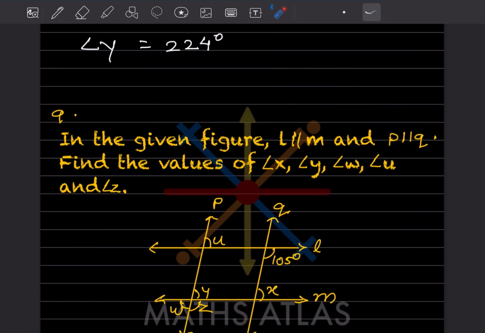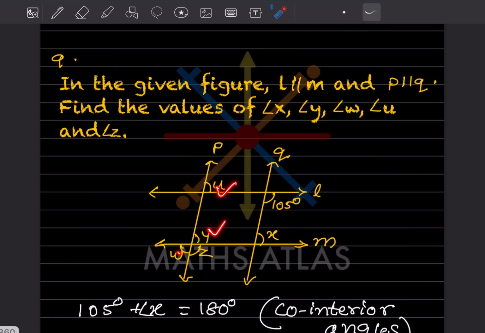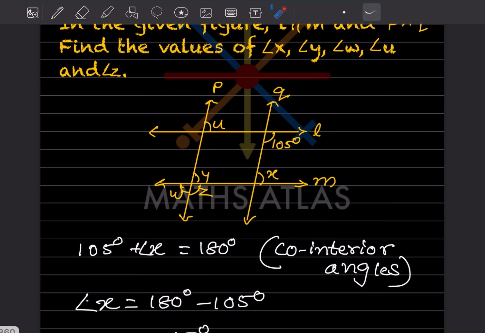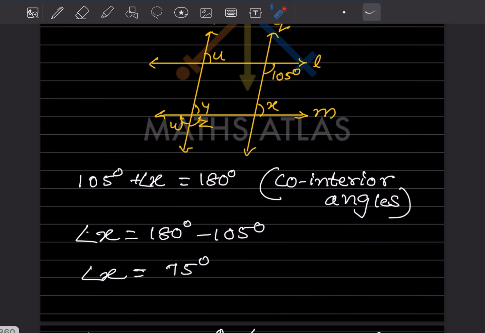In the given figure, L is parallel to M and P is parallel to Q. Find the value of angle x, angle y, angle w, angle u and angle z. Let us go one by one. We have here 105, and 105 plus x are co-interior angles, so this is 180. Angle x is going to be 180 minus 105, so angle x will be 75.